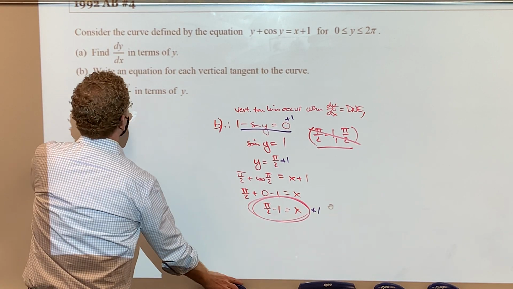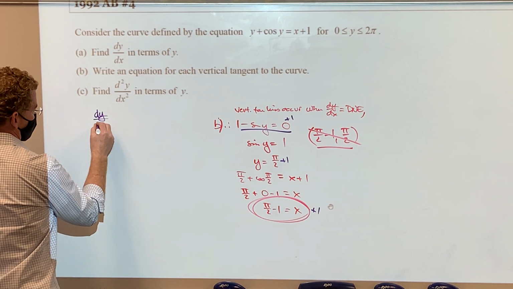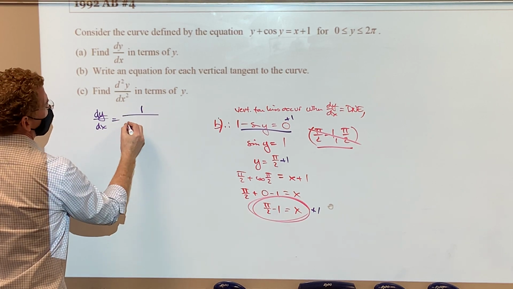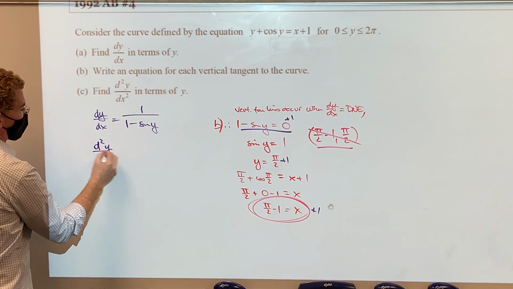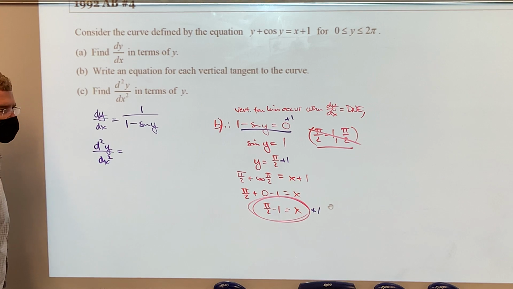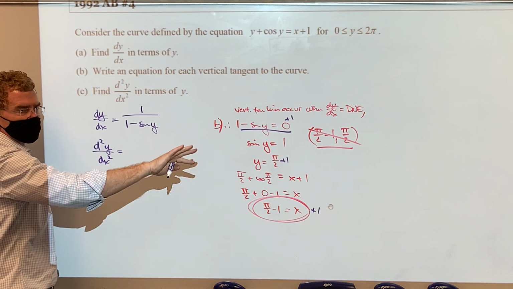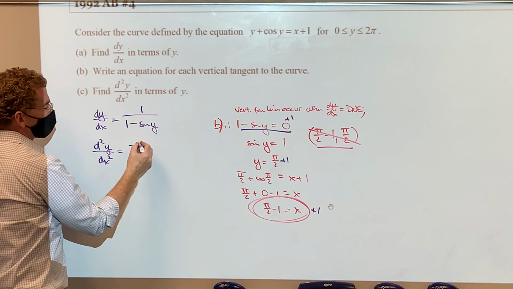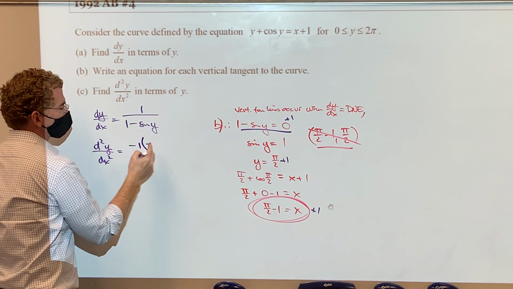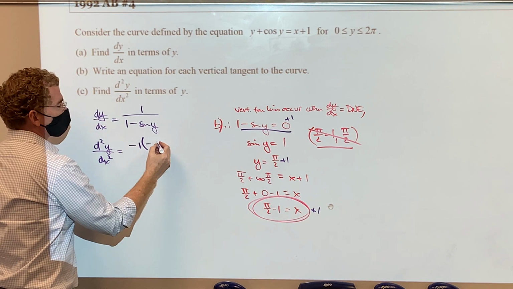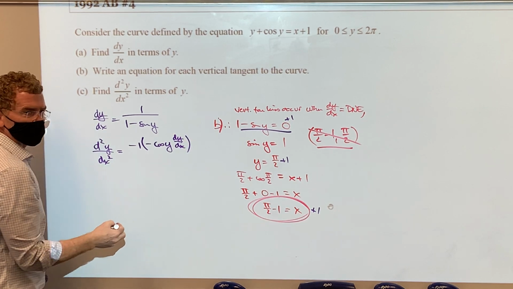And then C says, find the second derivative. Well, the first derivative, if I remember correctly, was 1 over, what was it, 1 minus sine y? Yes. So if that's the first derivative, what is d2y over dx squared? Low d high, what's the derivative of the high? 0. So I'm not writing anything. Minus high, which is 1, d low, what's the d low? 0 minus cosine y dy dx. Y'all with me on this?